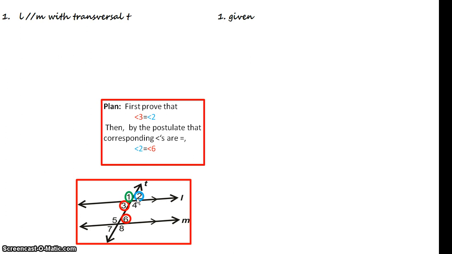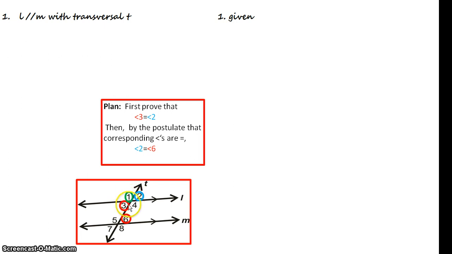So we have to use something in this diagram that these two angles share, something they have in common. Well, they both share angle 1. They're both adjacent to angle 1, and they both create a line with angle 1. You can see angle 2 and angle 1 make a line, and angle 3 and angle 1 make a line. So angle 1 is the angle they have in common. Let's use that to our advantage.